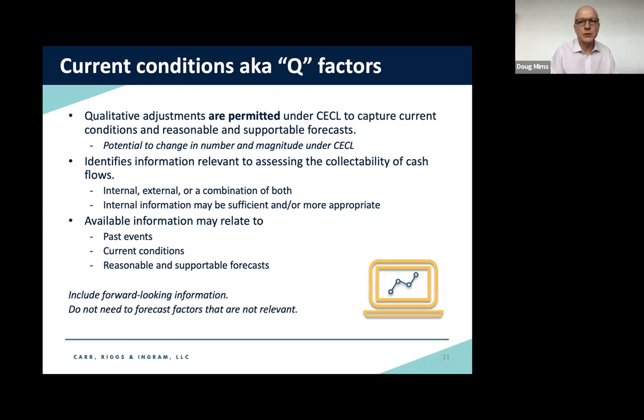The data you use for those Q factors can be internal, external, or a combination of both. Internal information may be sufficient and/or more appropriate. The available information may relate to past events, current conditions, or reasonable and supportable forecasts. So much like what we do today, you can use the data available to you. If you have data available, if it results in an appropriate reserve and you think it provides a reasonable basis for your reserve, then you can use internal information, but you can also use external sources. I think today that most people use a combination of both.